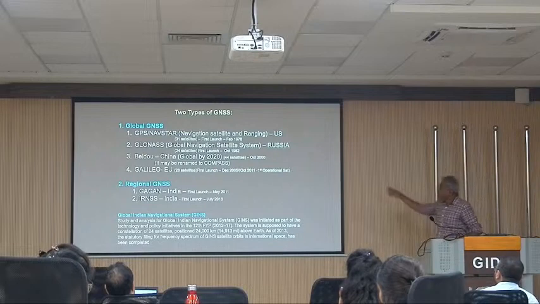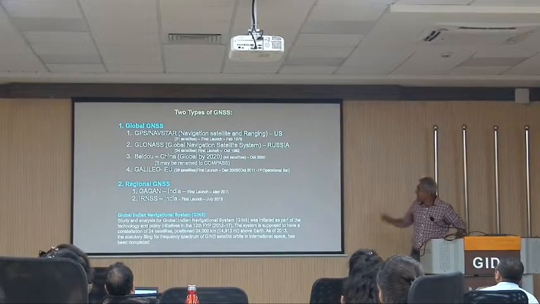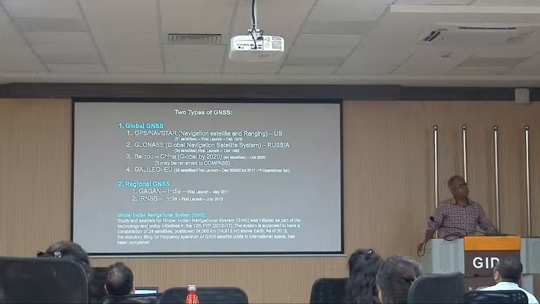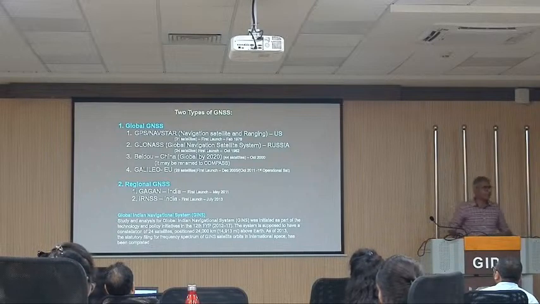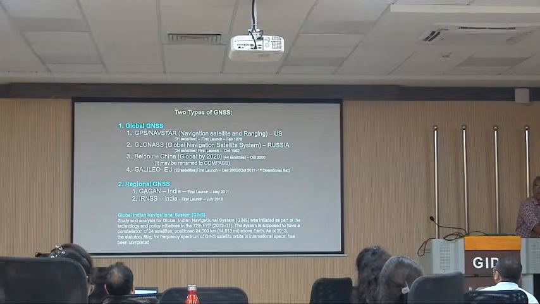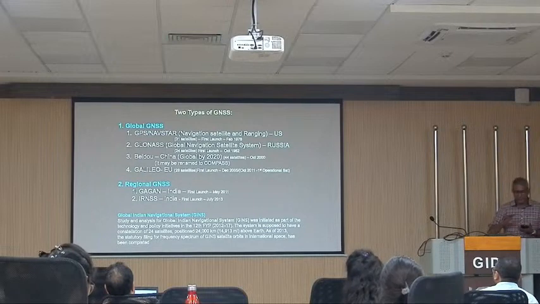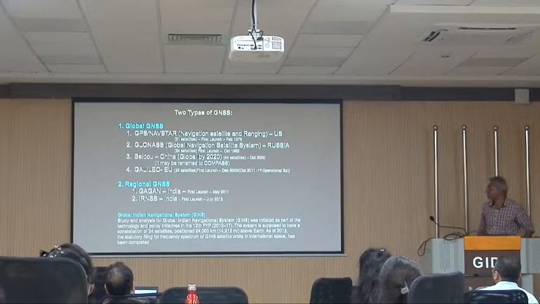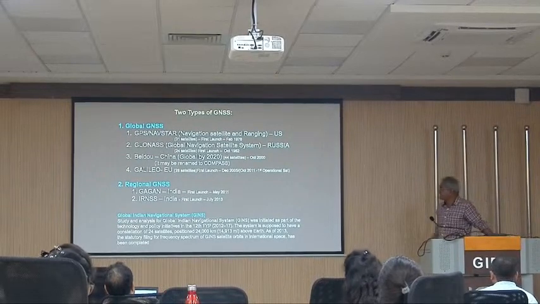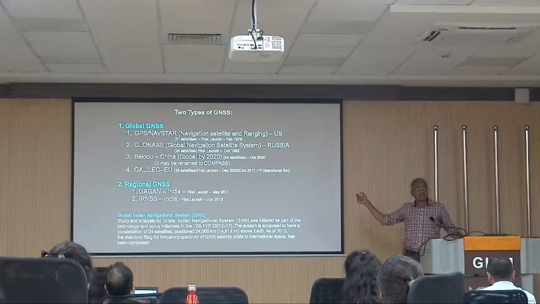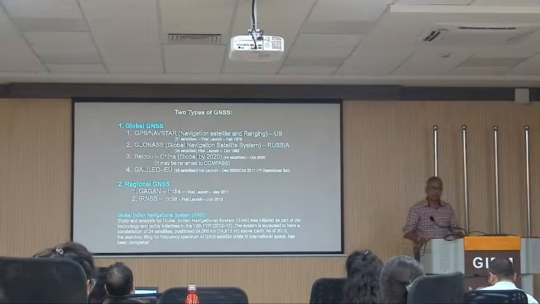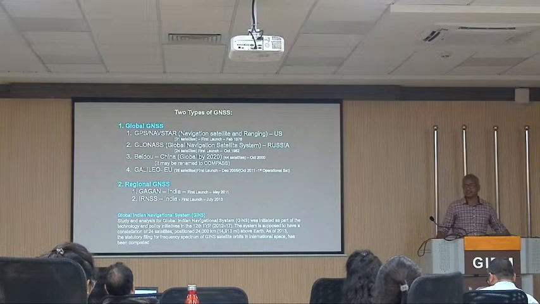So GPS, GLONASS, Beidou, Galileo, these are global GNSS systems. There should be at least 24 satellites to make them a global navigation system or fully operational system as a global positioning system. We have a regional GNSS called Gagan and IRNSS. We have two actually to name it. Are you aware about it? What Gagan stands for?